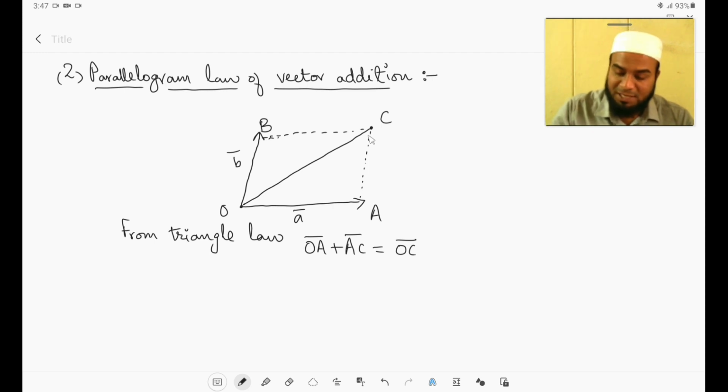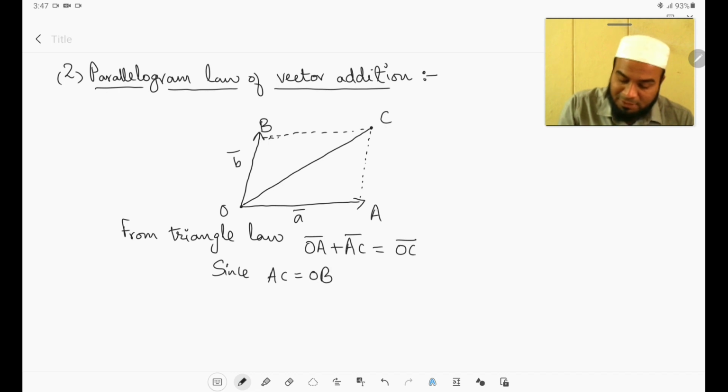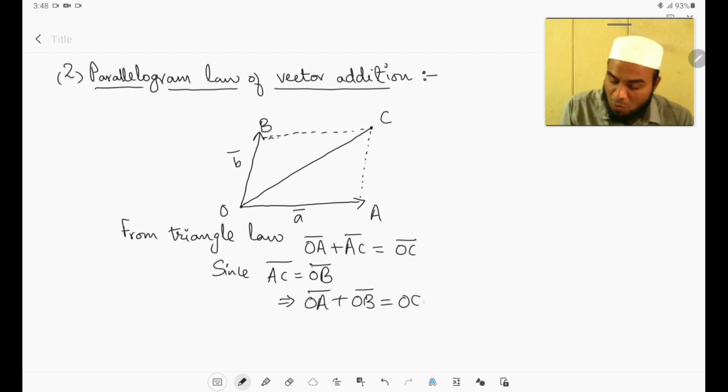Then you can observe here that AC is nothing but OB. So since AC is equal to OB, then this implies OA bar plus AC can be replaced with OB bar, which is nothing but OC bar. So what is happening now? When you add the vectors OA and OB, what you are getting is the vector OC, right?